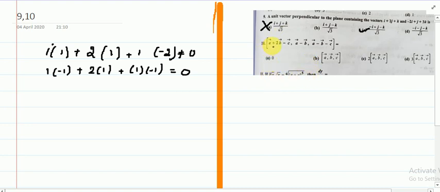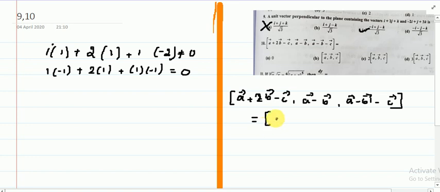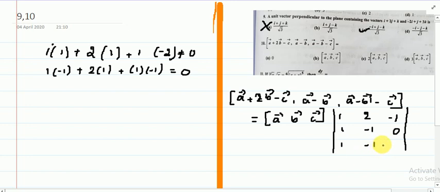Next, question number 10. This is A plus B minus C, and so on. The options are given as 0, box ABC, 2 times box ABC, 3 times box ABC. Whenever options are given like this, we need to consider the given question of box A plus 2B minus C, comma A minus B, comma A minus B minus C, which is equal to box ABC into the determinant of their coefficients. Here the coefficients are 1, 2, minus 1; 1, minus 1, 0; and 1, minus 1, minus 1.